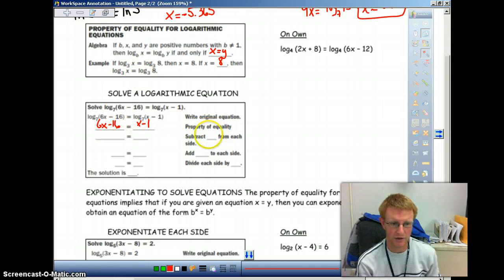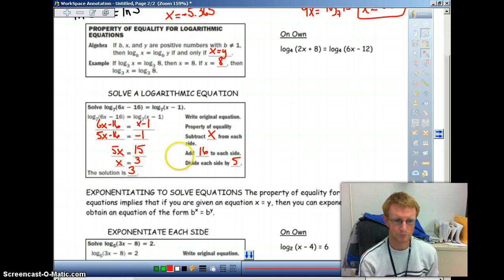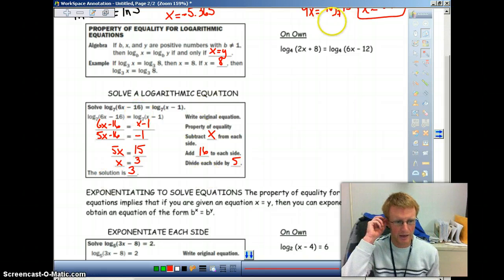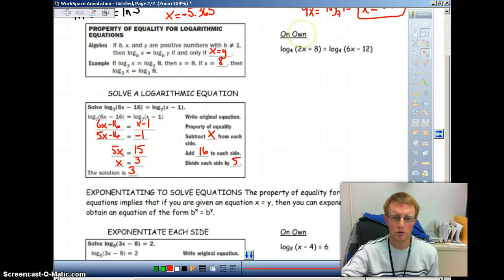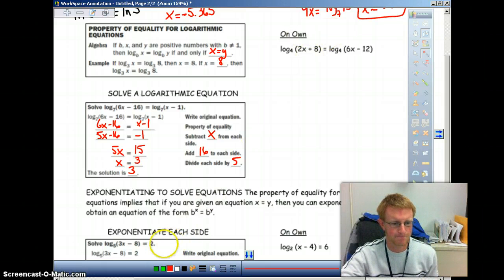So you're going to subtract x from both sides. So you're left with 5x minus 16 equals negative 1. Then you're going to add 16 to both sides, and you're going to be left with 5x equals 15. And then you're going to divide each side by 5, just regular equations, and we get x equals 3. So our solution here is 3. Okay, so that's a pretty quick example. So why don't you go ahead and do this one on your own and hit play when you're ready.